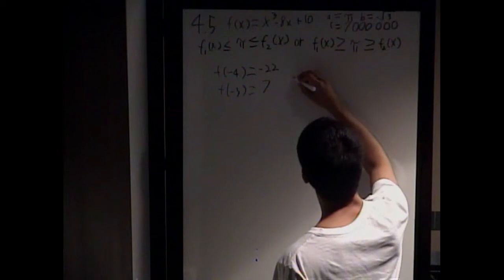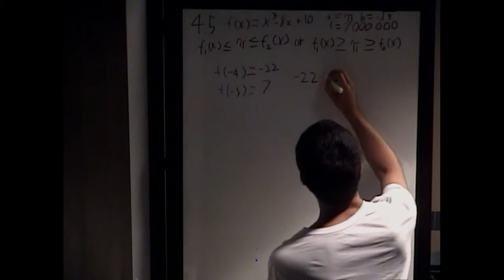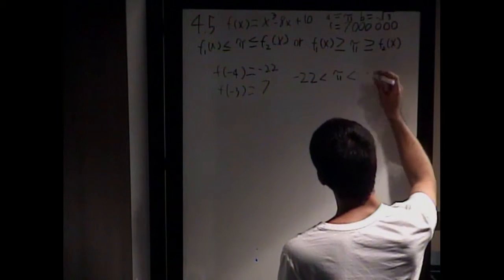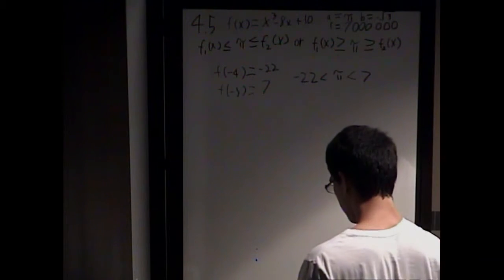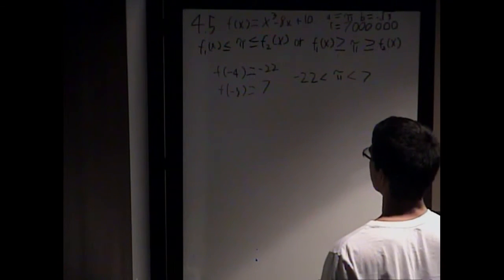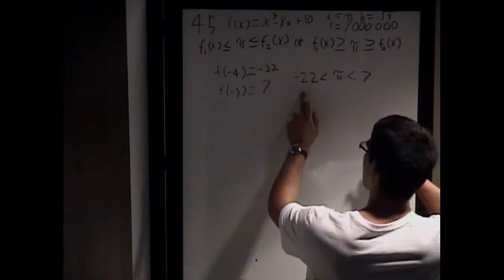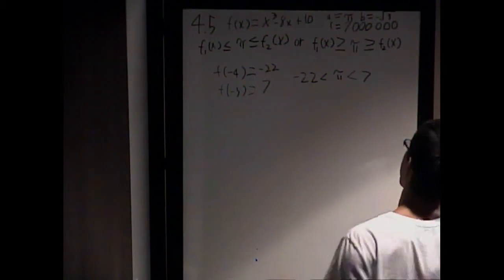So negative 22 is less than pi, but pi is also less than 7. So now we have our two integer values for x, which are negative 4 and negative 3, that are less than pi and greater than pi.